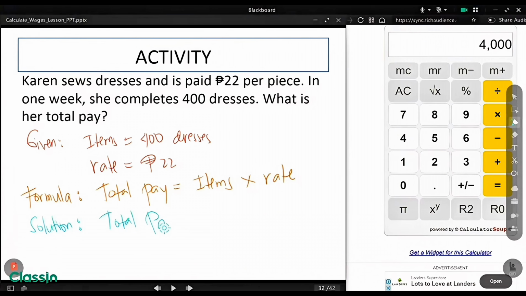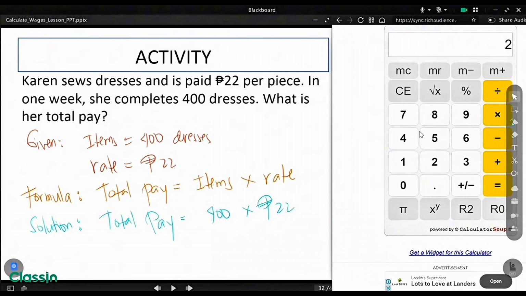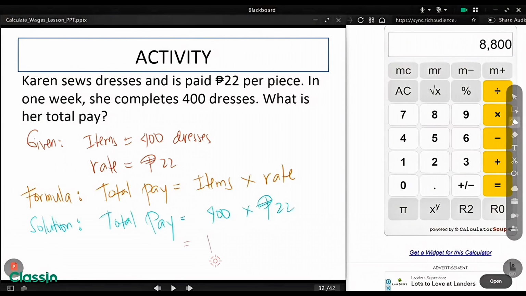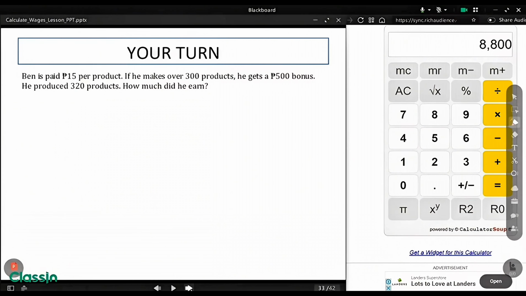For the solution, total pay, 400 times 22 pesos. Let's try to compute this. Oh wait a second, 22. 400 times 22 equals 8,800. So our total pay will be 8,800. Alright, now it's your turn.